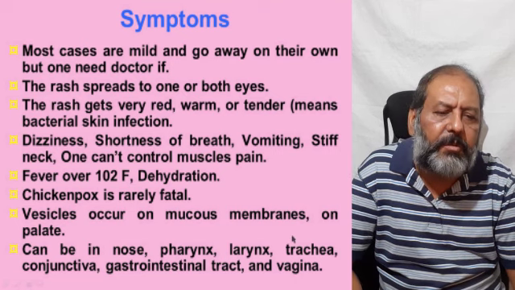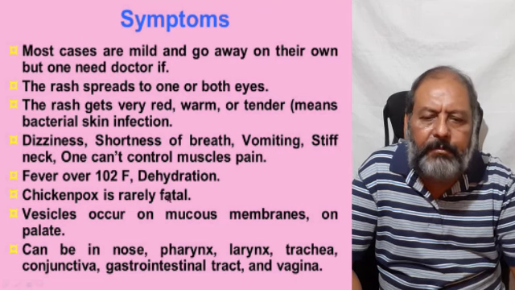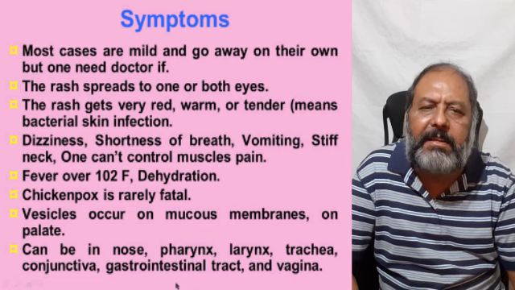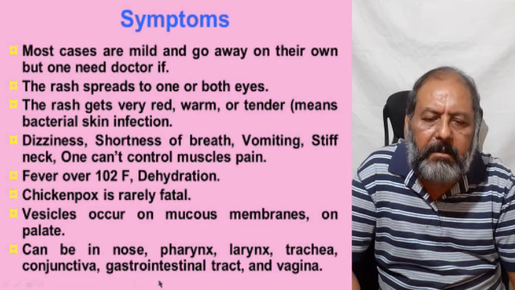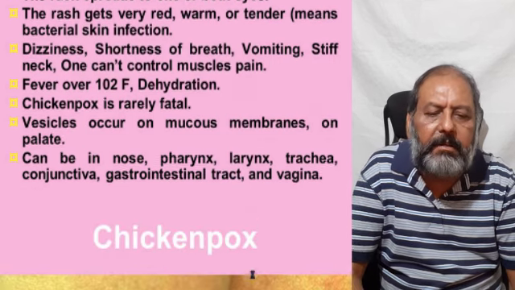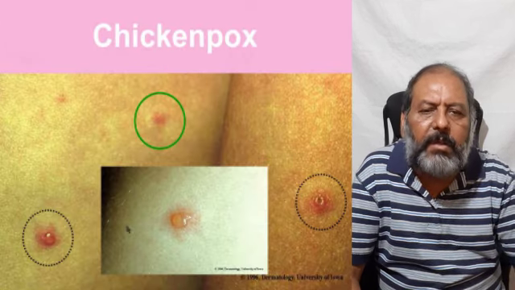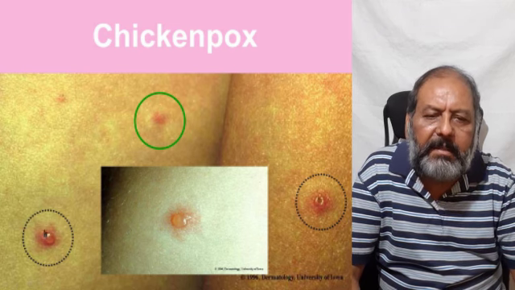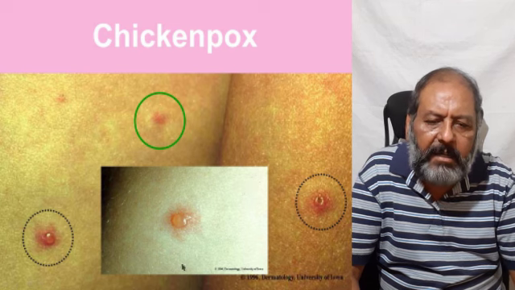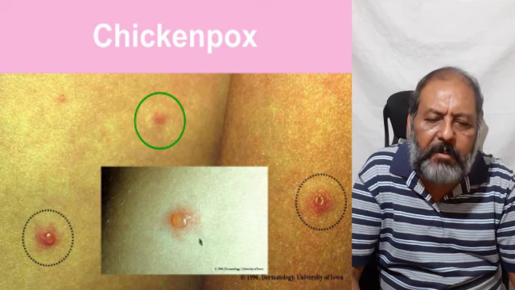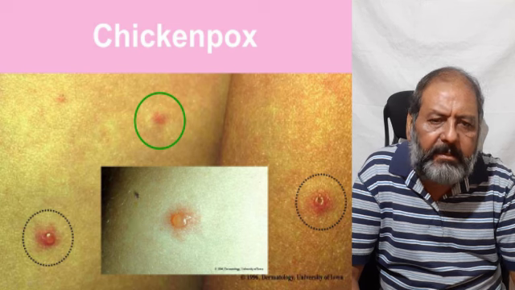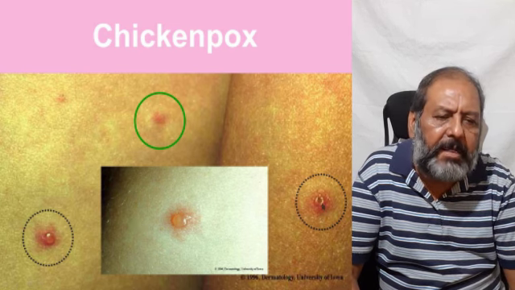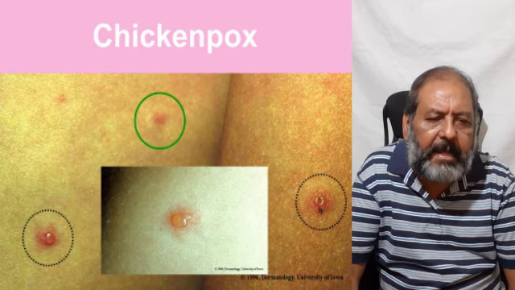Vesicles occur on the mucous membrane, on the palate of the patient, and can be in the nose, pharynx, larynx, trachea, conjunctiva, gastrointestinal tract, and the vagina. Here one can see the classical chickenpox, which is just like a dewdrop, and these are the first signs and the first appearance of the lesion. Then it becomes like this, and then it dries up to become scabby and have a crust.